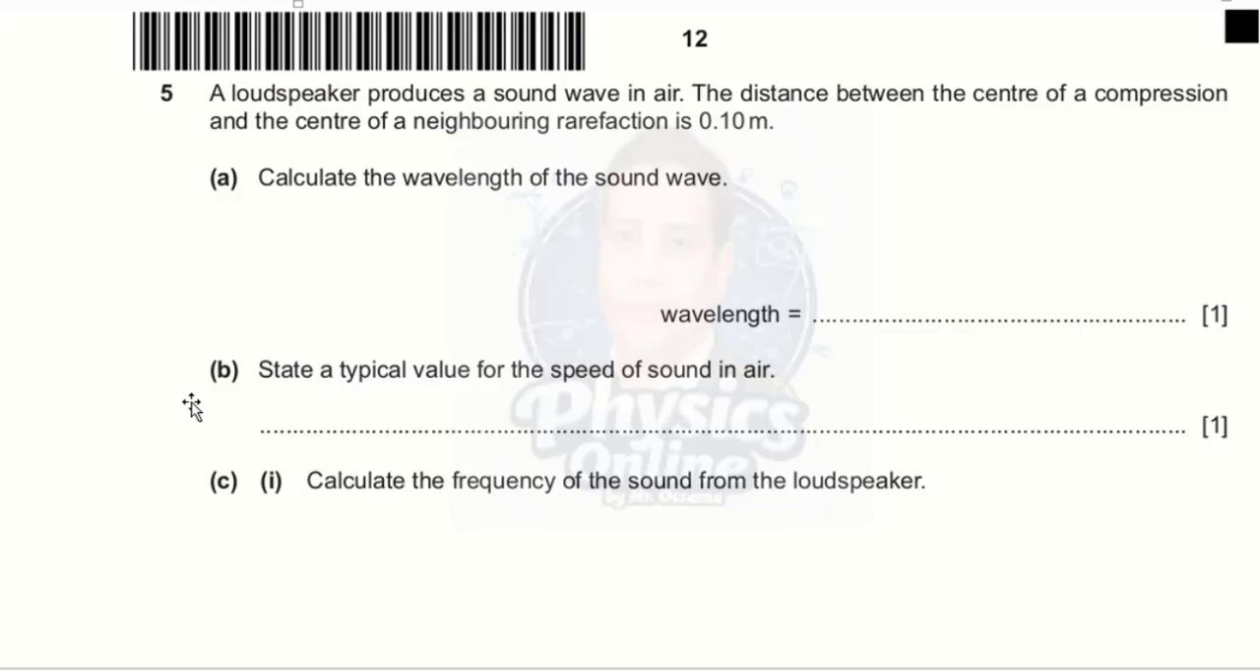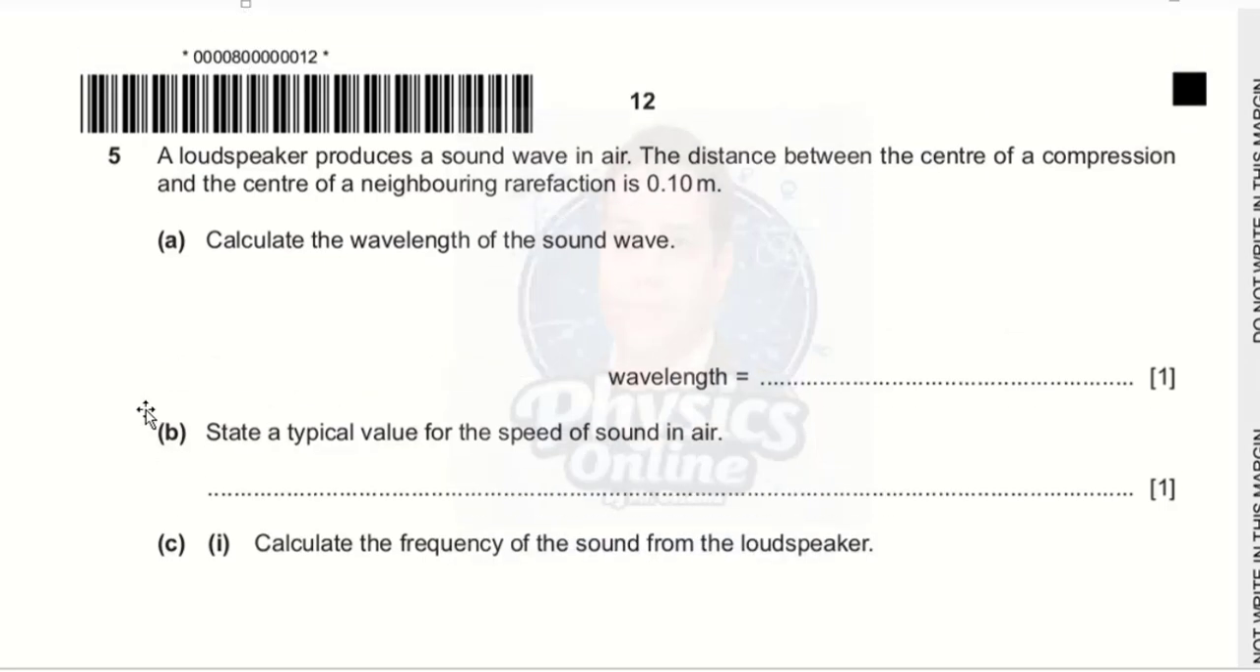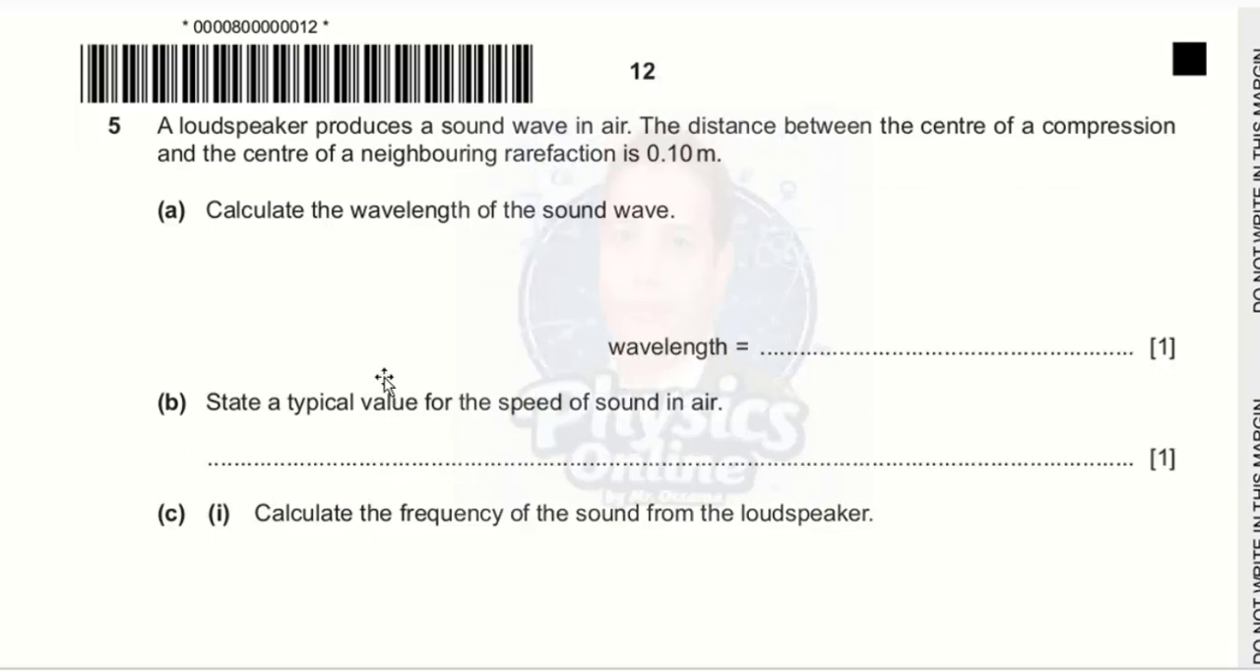Question 5. A loudspeaker produces a sound wave in air. The distance between the center of a compression and the center of the neighboring rarefaction is 0.1 meter. Calculate the wavelength of the sound wave.